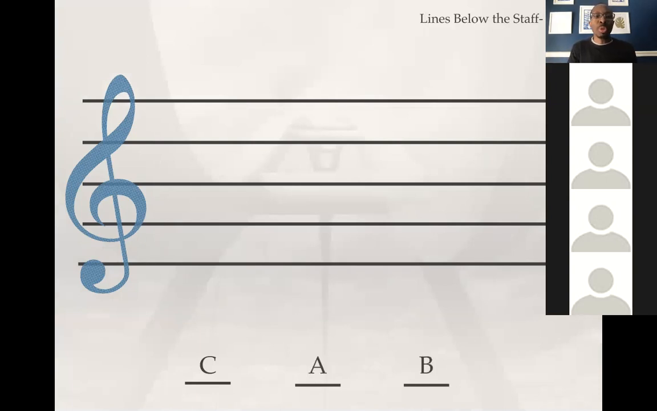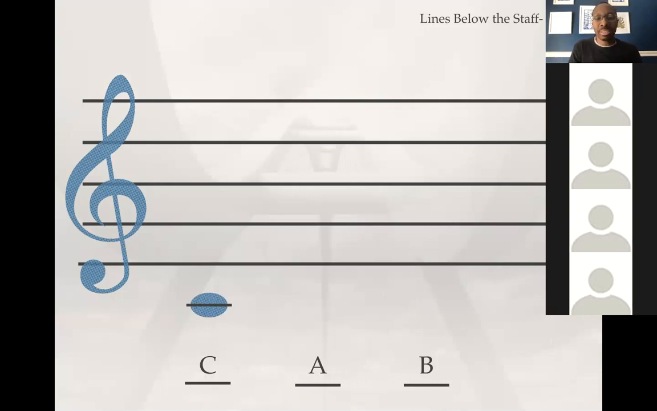All right, so we're trying to make the word cab. And we're looking at lines now below the staff. So how many ledger lines do we need to make a C? And do we put it above it or below it, or do we put it right in the middle? We just draw one ledger line, because that one ledger line is C. So we're just gonna put that note right there in the middle.